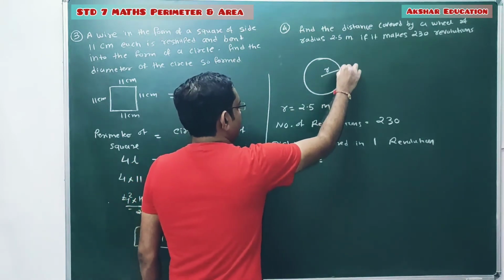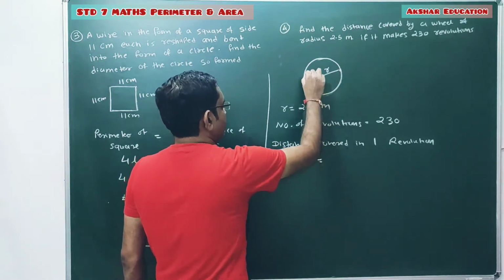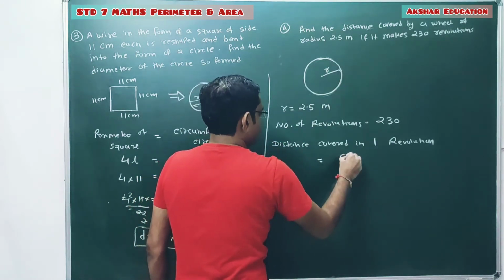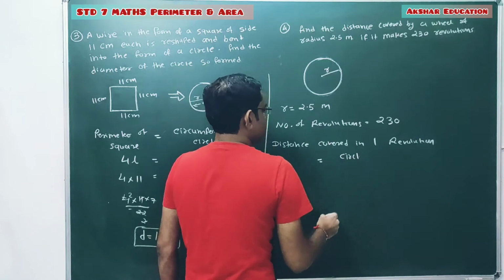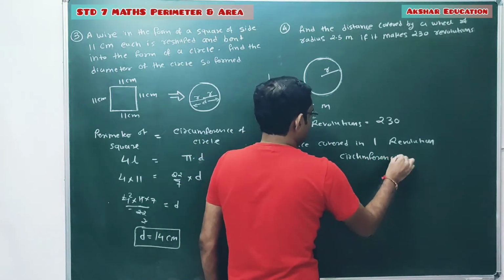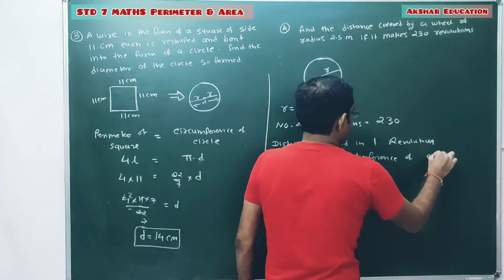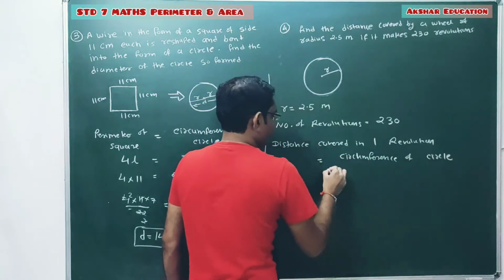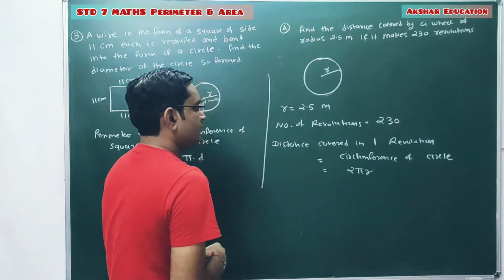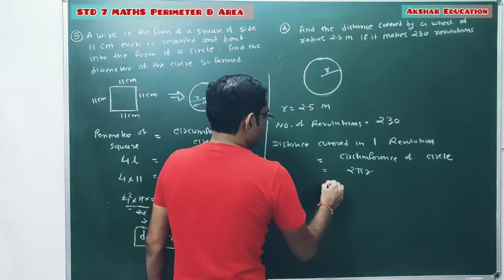If the starting point is here and the circle completes 1 revolution, then that 1 revolution is nothing but the circumference of the circle. So the distance covered in 1 revolution is the circumference of the circle. What is the circumference of a circle? It is equal to 2 pi r.